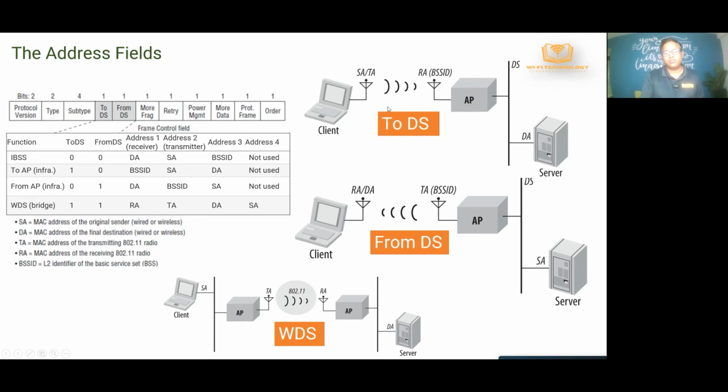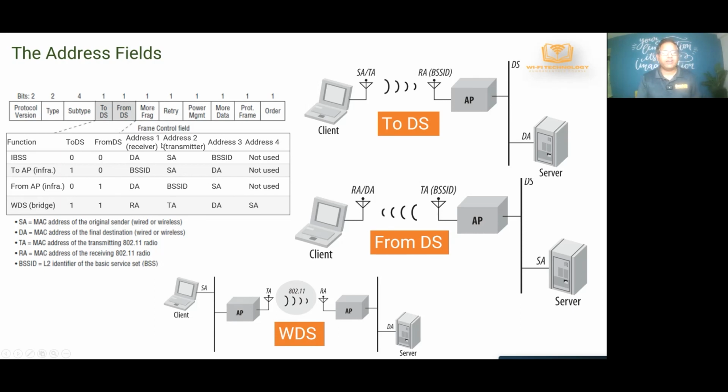So the three modes are ToDS when the client is sending to the AP to the network, FromDS when the network is sending the packet through the AP to the client, and then you have both, the bridge mode, right? These are the three options.